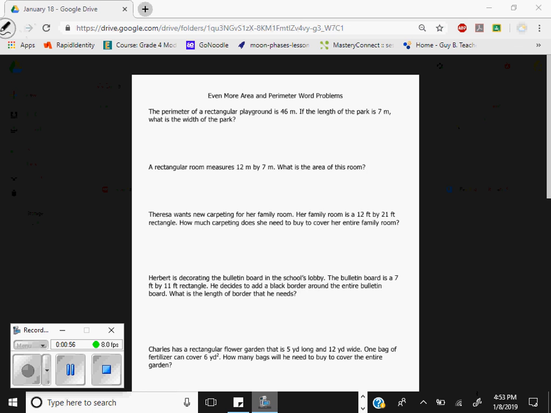It says the perimeter of a rectangular playground is 46 meters. If the length of the park is 7 meters, what is the width of the park? Well, the first thing you need to look at is that first sentence. It says right here, the perimeter of a rectangular playground is 46 meters. So we are given the perimeter. We know that it is 46 meters. We also know that it is a rectangular playground. That means that it is a rectangle.